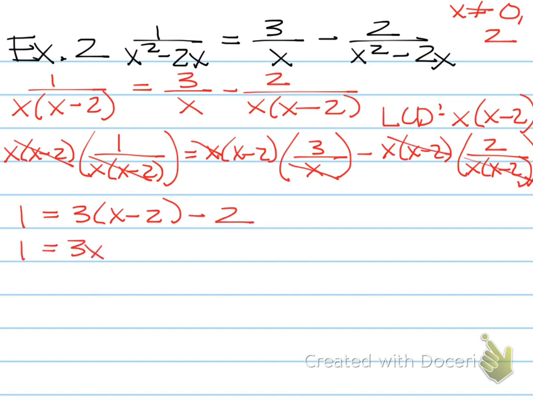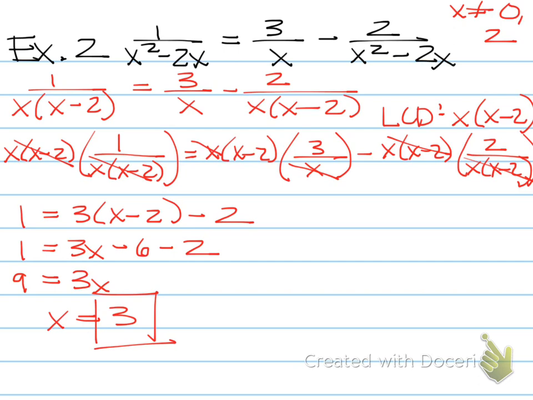Distribute the 3. Combine the like terms. And once we combine the like terms, we'll get negative 8. And then we'll add 8 to both sides. We get 9 equals 3x, so x is going to equal 3. That 3 does not equal 0 or 2, so that's a valid solution.